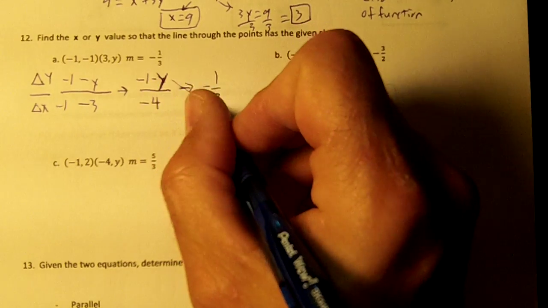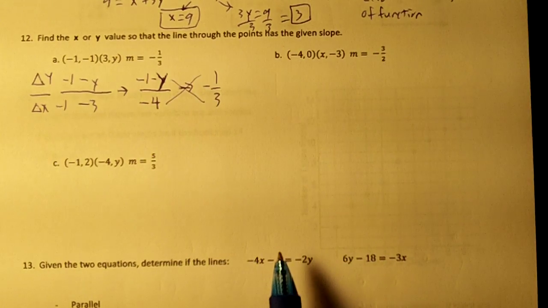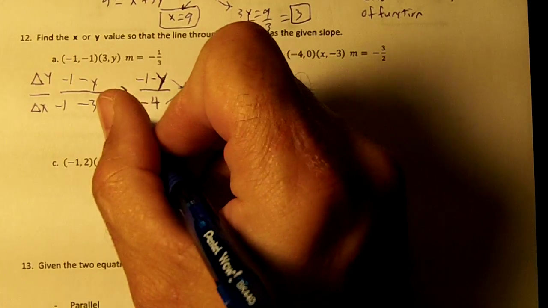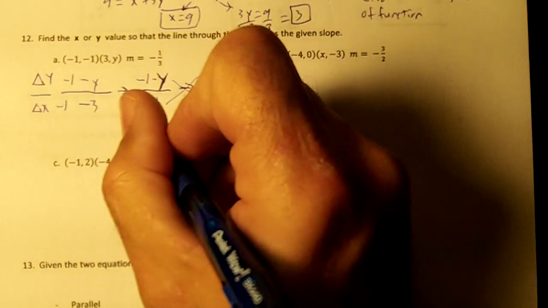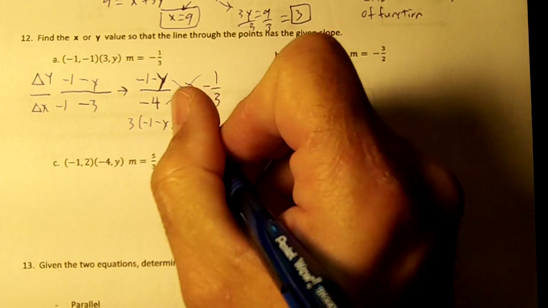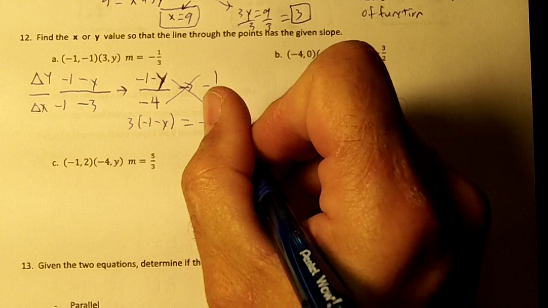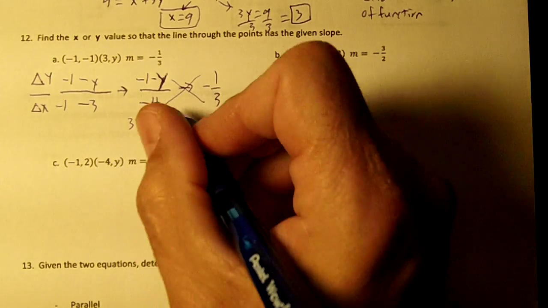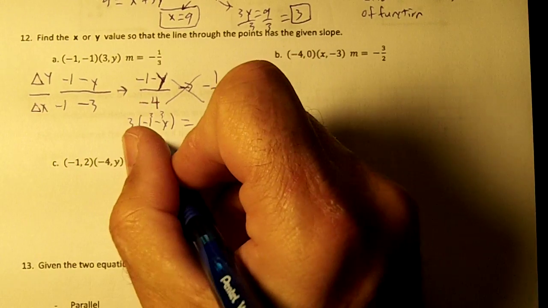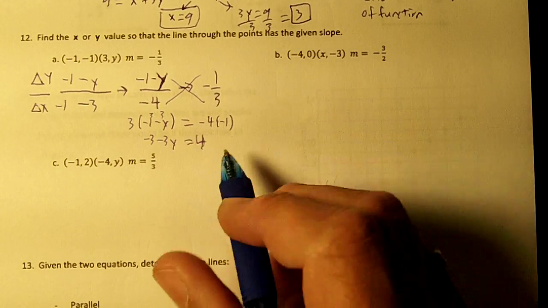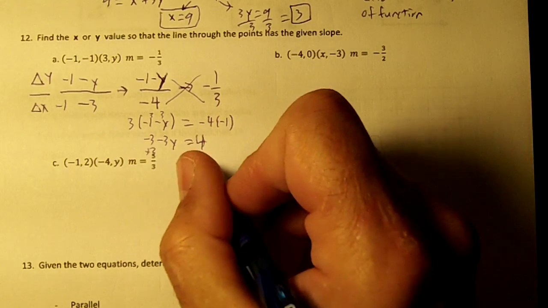So the only way to do this is to cross multiply and set a proportion up. So we're going to do -1 minus y times 3 equals -4 times -1. So we're going to distribute the 3. We're going to get -3 minus 3y equals 4. We're going to add the 3 across.